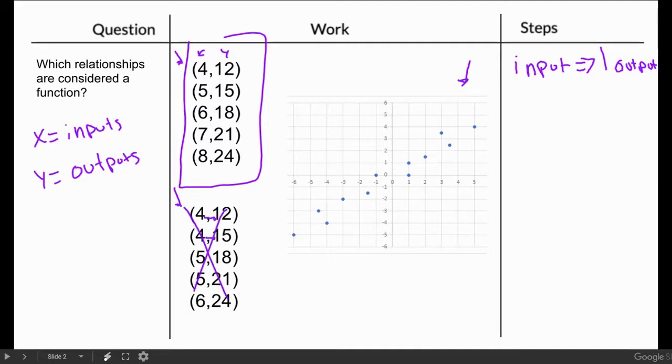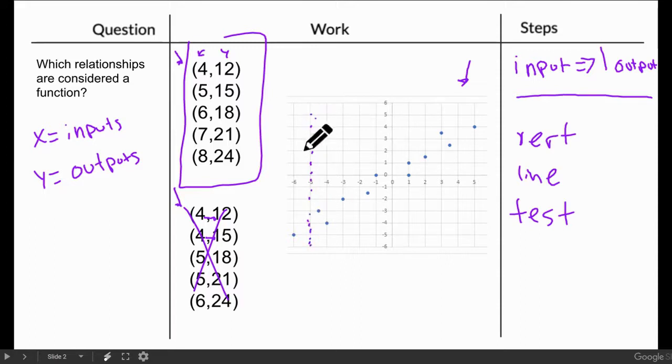As we look through this graph here, what we're looking for is we can do one of two things. We can think of this as one input to one output, or we can use our vertical line test, which does the same thing, because when we're looking at a vertical line, we're looking at one x value. So in this case, like -5, we're trying to only see one y value.